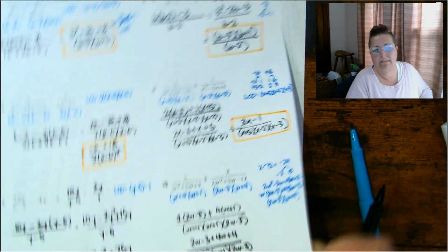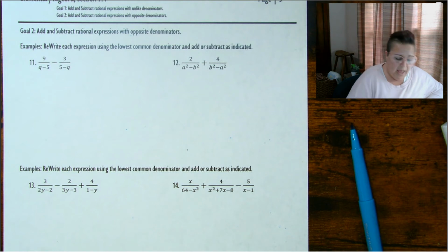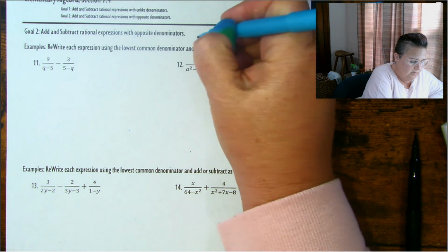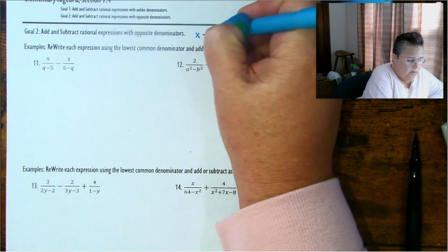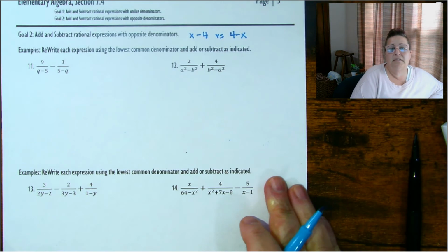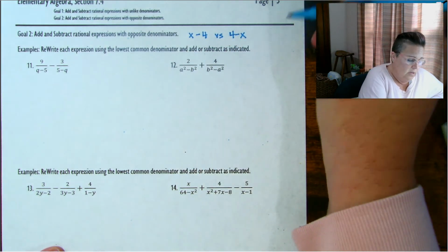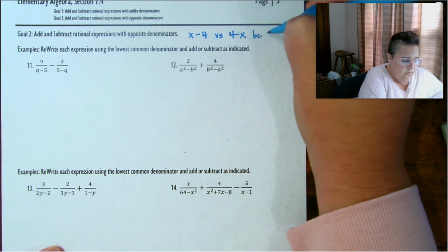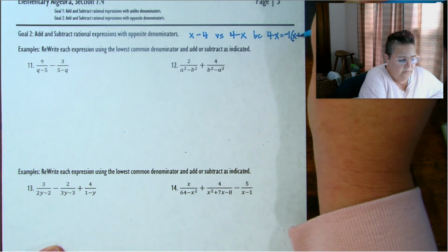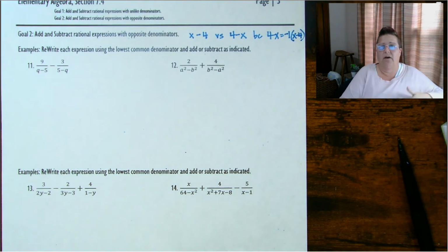The last part of this goal is to add and subtract rational expressions that use opposite denominators. You may recall opposite denominators as denominators like x minus 4 versus 4 minus x. These are factors that are completely switched around. They're opposite because 4 minus x is negative 1 times x minus 4. It is the opposite because it is basically the negative of it.